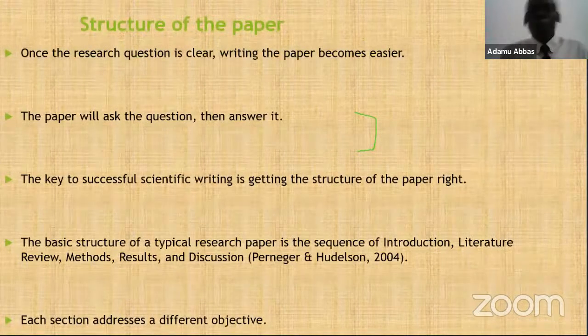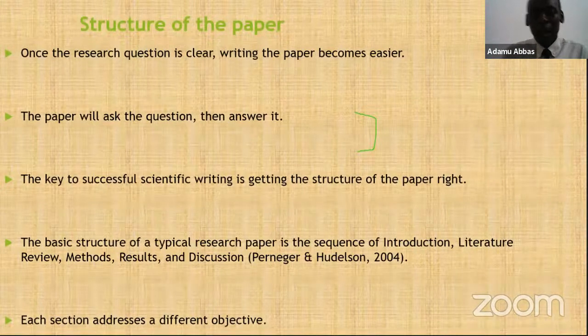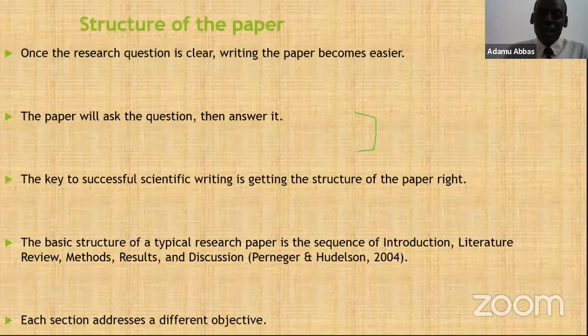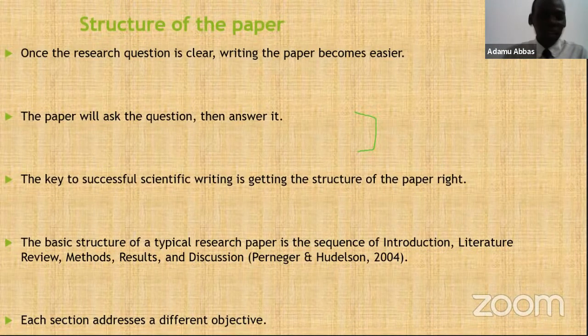Once you have a clear research question, that is, you have already identified your research gap, that is where you now move into writing your paper. Your paper has to talk about the question that you have identified and then how you answer that particular question. So it's kind of a flow, a storytelling. Just take writing a paper as something like storytelling. You start from the beginning.